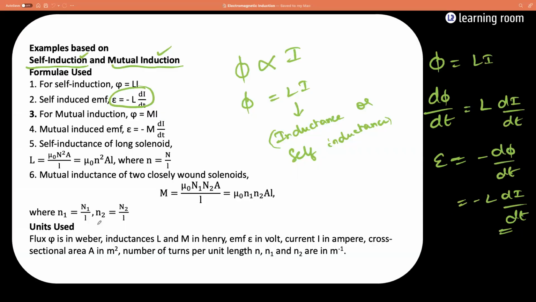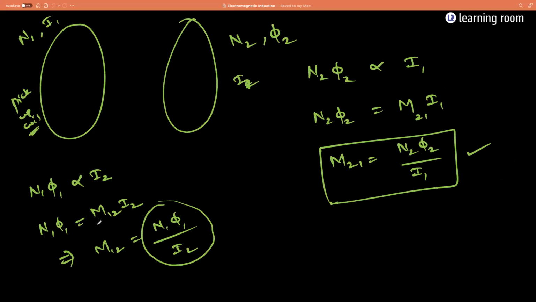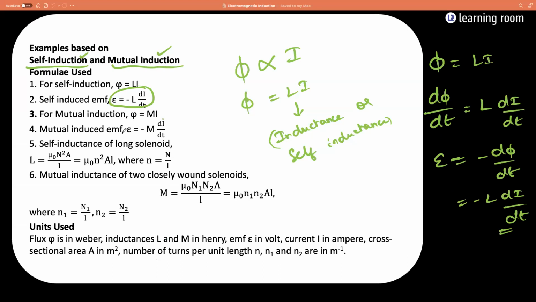Sir, can you just explain how the subscript M21 came? M21 is mutual inductance in the second coil due to the first. See, it's very simple. M21, remember like this: 2 stands for the coil which is picking up the flux, 1 stands for the coil which is giving the current. Similarly, M12 will be the pickup coil divided by the one which is giving the current, that is the electromagnet. So again, if you differentiate on both the sides, you get EMF is equal to minus M into di by dt. Have that in your mind.